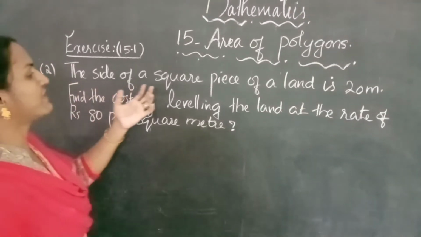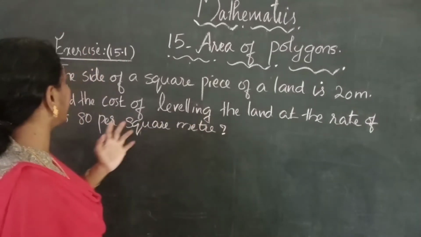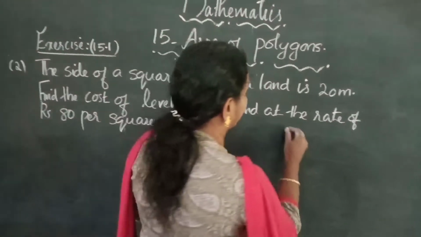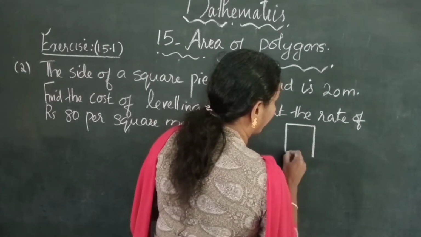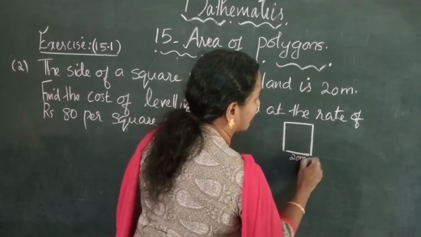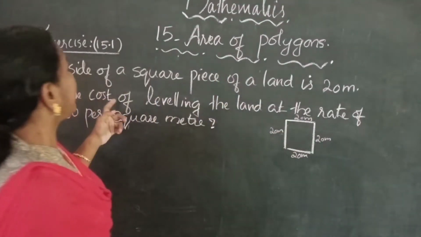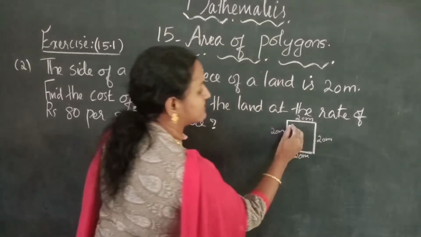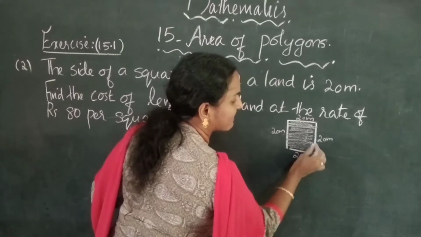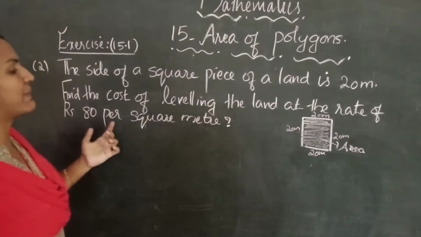Question number 2. The side of a square piece of land is 20 meter. Find the cost of leveling the land at the rate of rupees 80 per square meter. It's a square piece of land whose side is 20 meter, so all sides are 20. Cost of leveling means you have to find out the area, at the rate of rupees 80 per square meter.